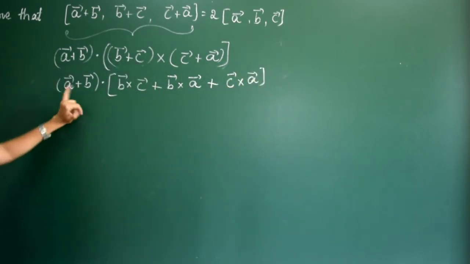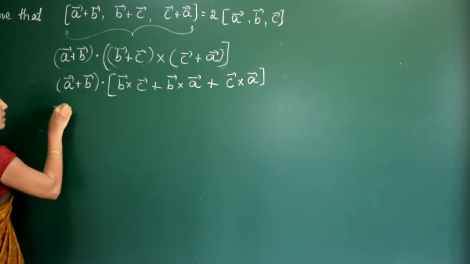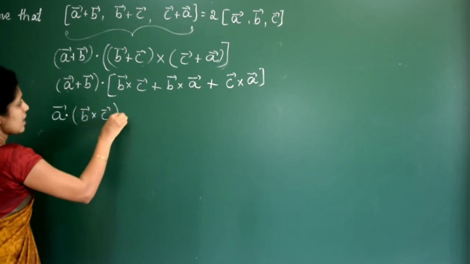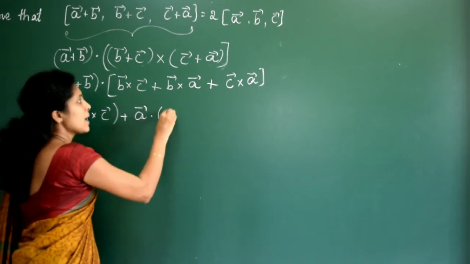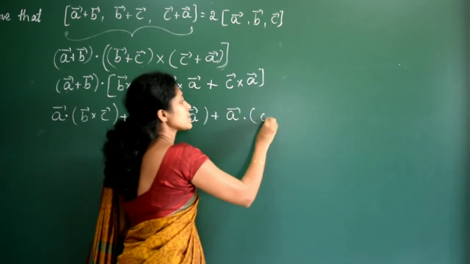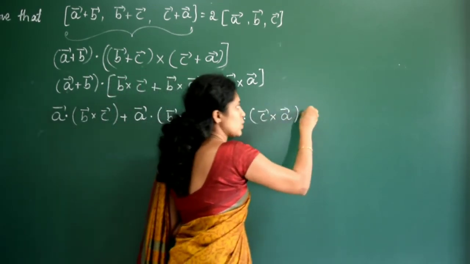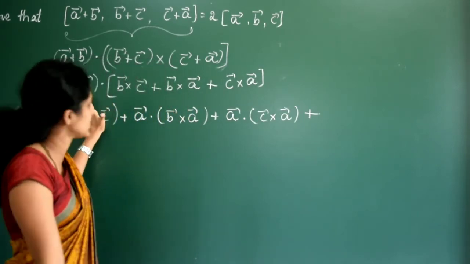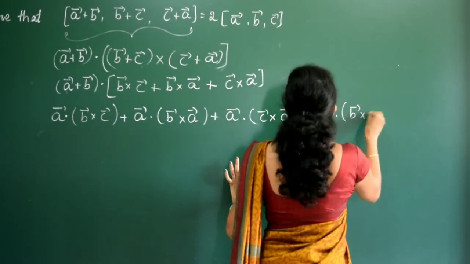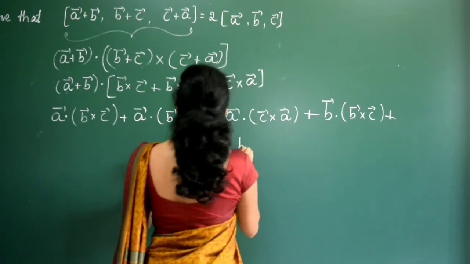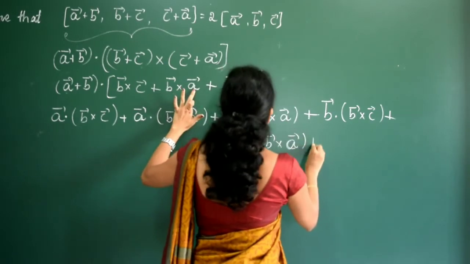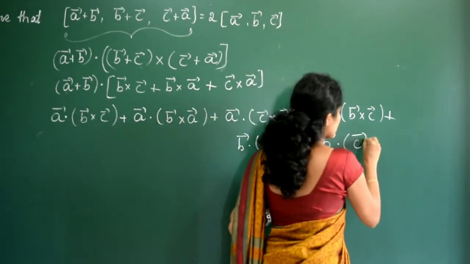Now again we have to find the dot product with this one. So first we will multiply with A vector: A vector dot B vector cross C vector plus A vector dot B vector cross A vector plus A vector dot C vector cross A vector. What is remaining? We have to find the dot product with B vector. So it will be B vector dot B vector cross C vector plus B vector dot B vector cross A vector plus B vector dot C vector cross A vector.